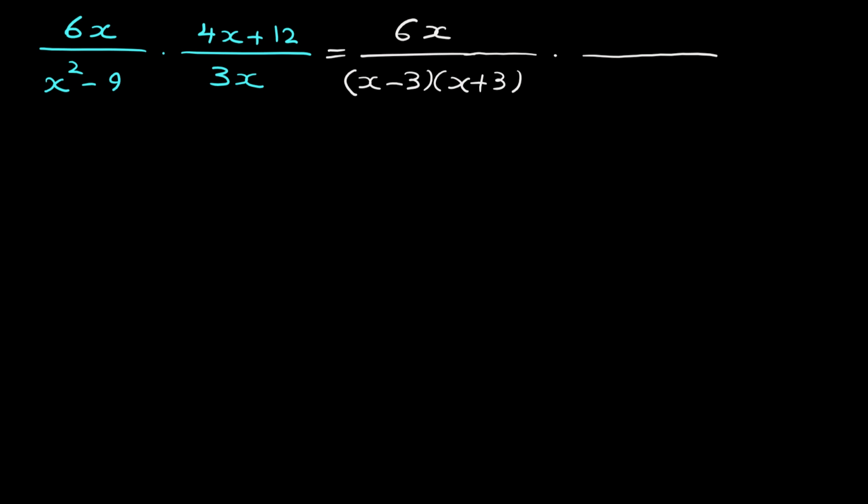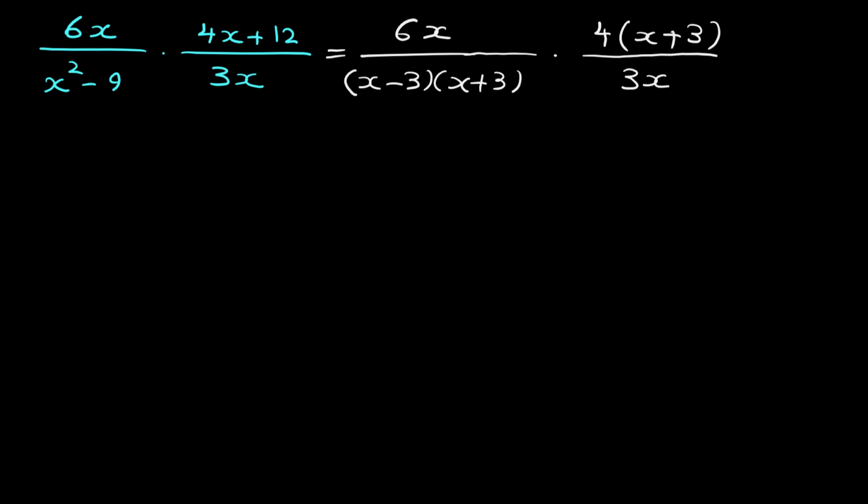For the other fraction, if you pay attention to the numerator, we have 4x plus 12. From 4x plus 12 we can factor 4 and then we have x plus 3. If we multiply 4 in the bracket we have 4x, 4 times 3 is 12, the same expression, all divided by 3x.